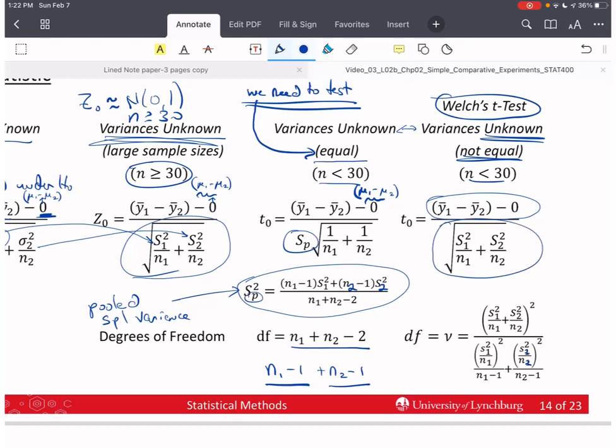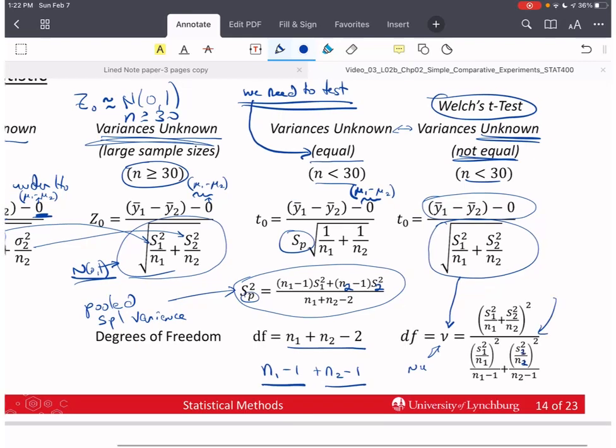the same quantity here and here, but here we did not have a degrees of freedom because these were normal, right? We had a normal 0, 1 distribution. Now, because we don't, we have to calculate our degrees of freedom, nu. This is nu, the Greek letter nu. And this degrees of freedom is called the Satterthwaite degrees of freedom, okay? Estimate of, or adjustment for, the degrees of freedom.